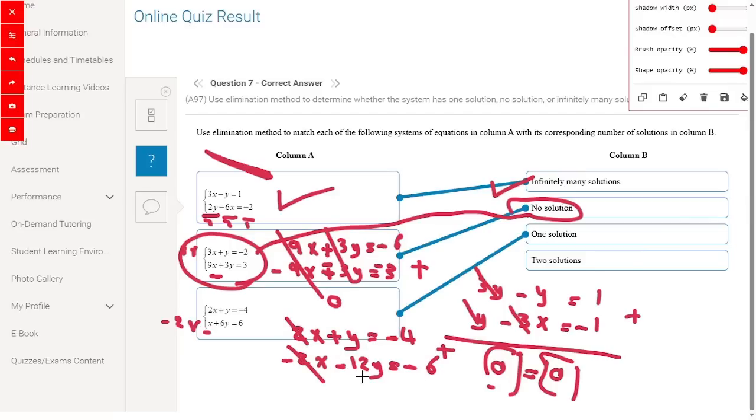I have negative 12y plus y. It will be minus 11y. And minus 4 minus 12 will be minus 16. So that means y has a value and x will have a value. So there will be one solution for this one. Okay.